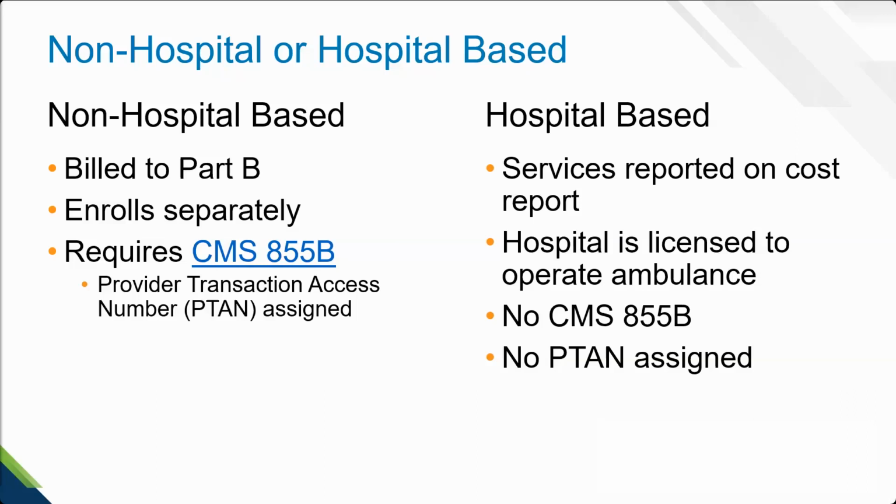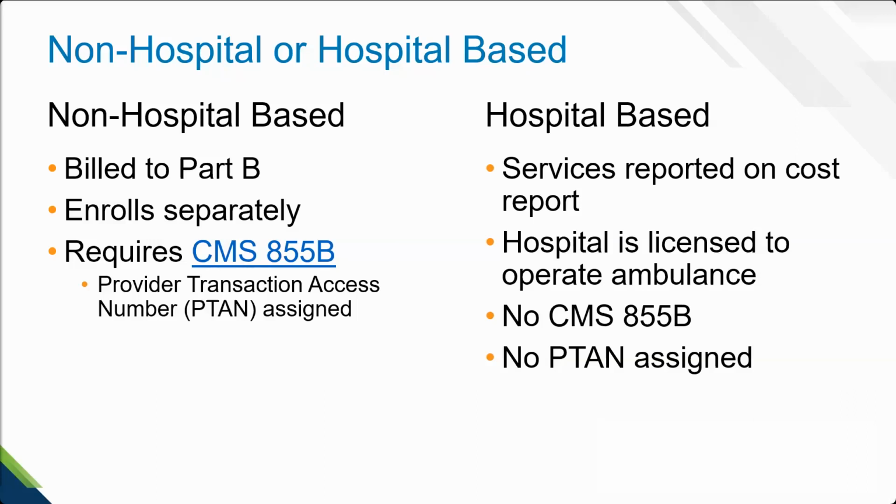When they're non-hospital based, these providers are going to bill their services to Part B, and they are going to enroll separately as an ambulance service provider. In order to enroll, they are going to submit a CMS 855B, and from that process, they are going to receive a provider transaction number, now also known as a PTAN. They are going to have to get a National Provider Identifier, or an NPI, in order to apply for Medicare. Typically, they will get one NPI per tax ID.